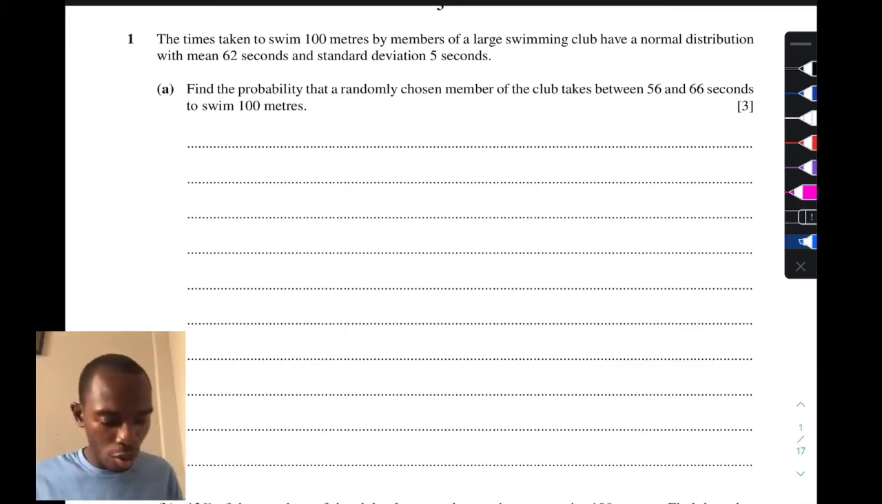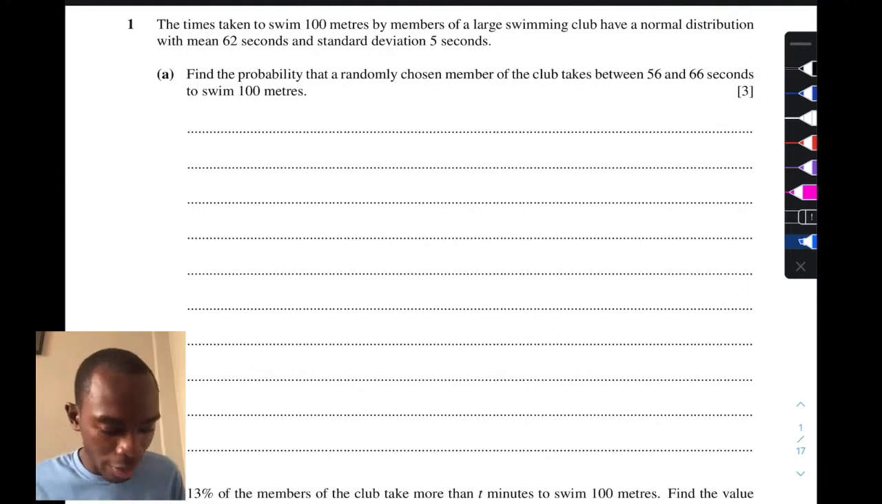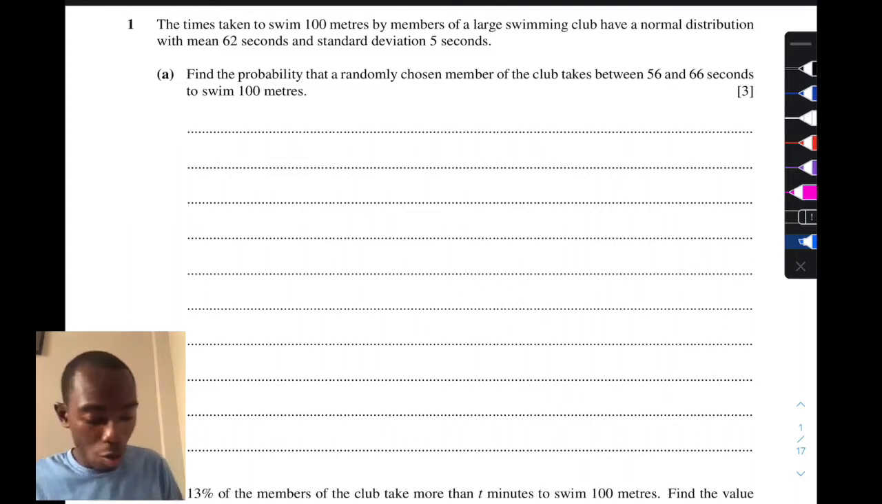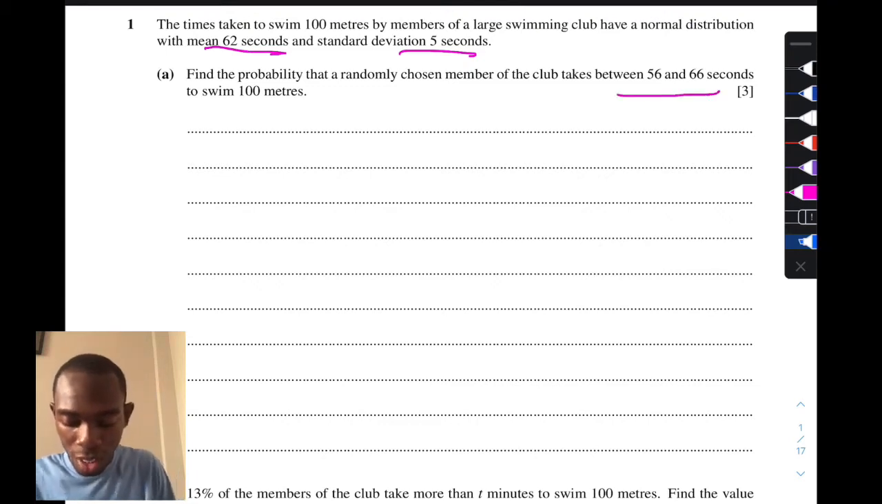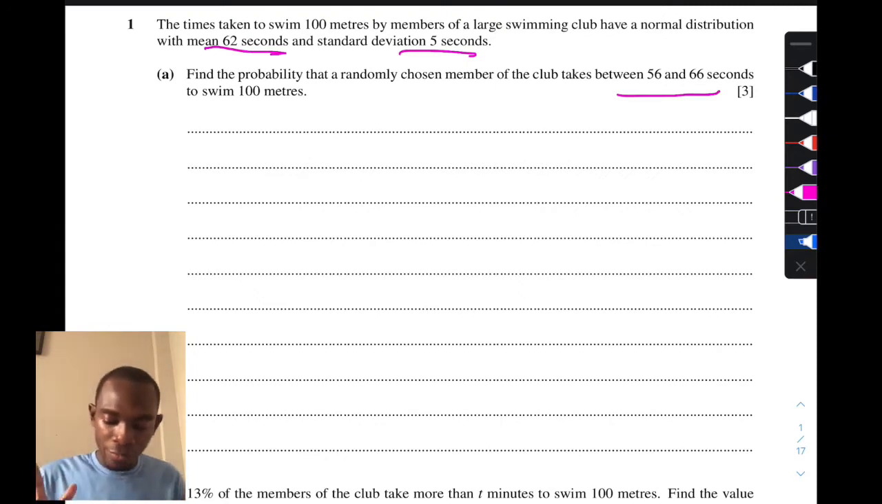Okay, so the first question says that the times taken to swim 100 meters by members of a large swimming club has a normal distribution, with the mean to be 62 seconds and the standard deviation to be 5 seconds. These are the important things that we need. Okay, so the first question says find the probability that a randomly chosen member of this club takes between 56 and 60 seconds to swim the 100 meters.